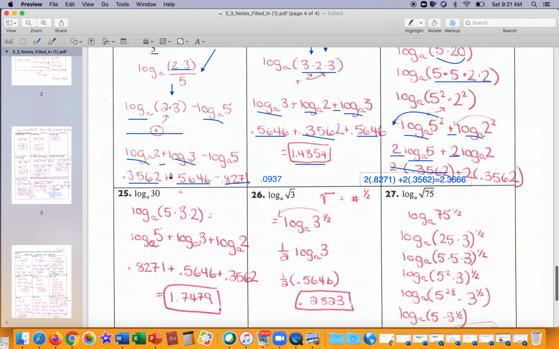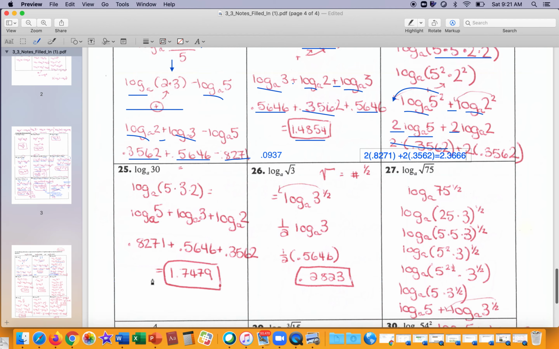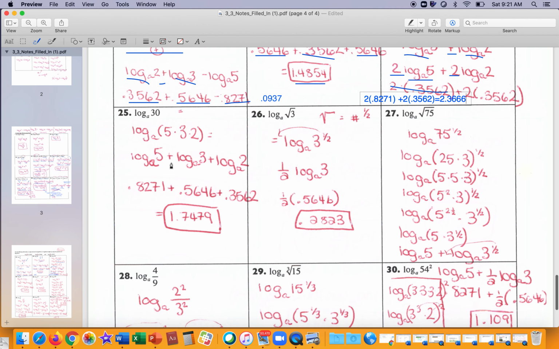So 30 we can replace with 5 times 3 times 2, right? And then we know that product goes with addition. So we write log base A of 5 plus log base A of 3 plus log base A of 2. And then we look up top and do our replacements for those 3 values, which are given. And we get 1.7479.